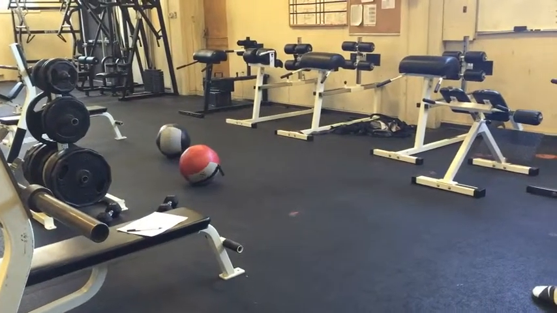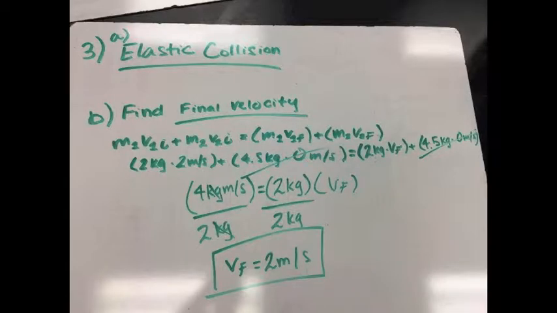Another medicine ball rolls at 2 meters a second and hits a stationary medicine ball. It bounces back in the opposite direction and the stationary ball stays put. The ball moving at 2 meters a second has a mass of 2 kilograms, and the ball that remains motionless is 4.5 kilograms. What type of collision is this? We figured out that it was an elastic collision because the balls bounce in the opposite direction and they don't stick together.